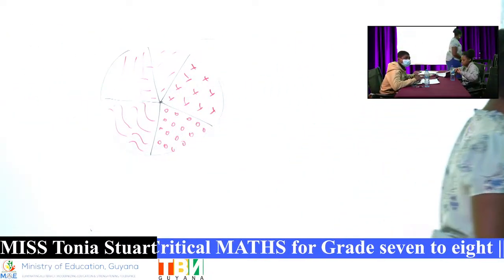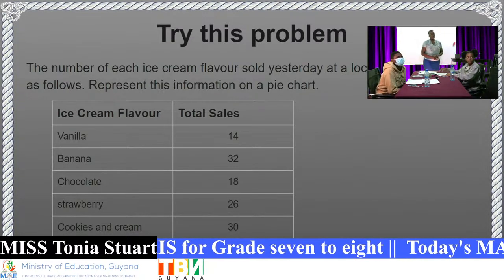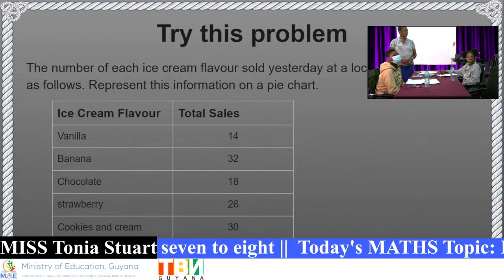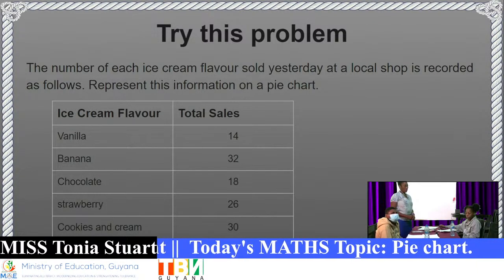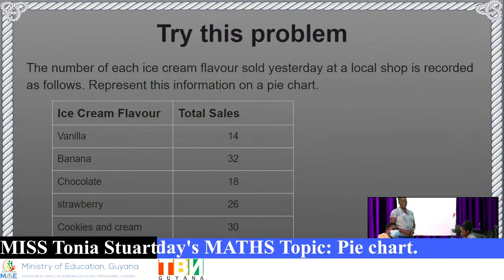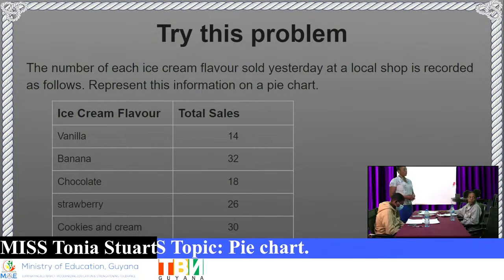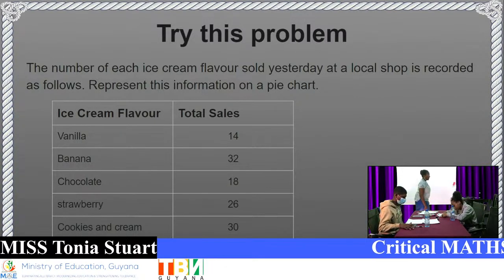So remember to pay attention to your numbers to ensure that you use the correct amount so you can get the correct degrees or the correct size of the angle so that you can construct your pie chart correctly. Great, so let's go. You can do this in 5 minutes? Yes, 5 minutes.